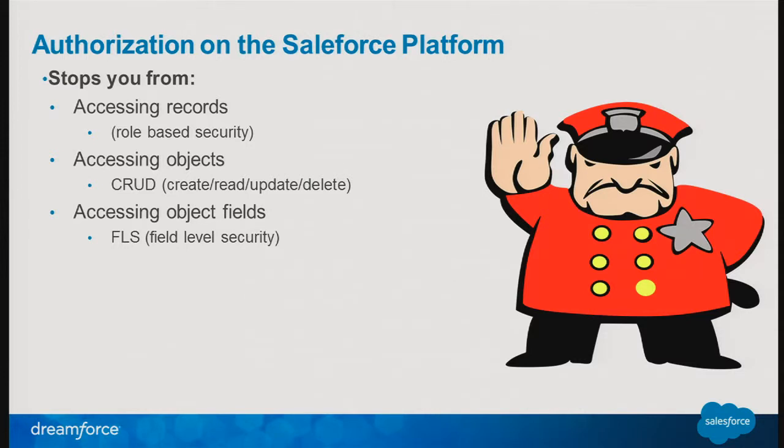The second is accessing objects, or object security, often referred to as CRUD security, based on create, read, update, delete, not how you feel when you're doing security programming. Well, it is how you feel when you're doing security programming, but that's another story. The last one is field level security, or FLS, accessing object fields. And these are the three main ones that we're going to focus on.